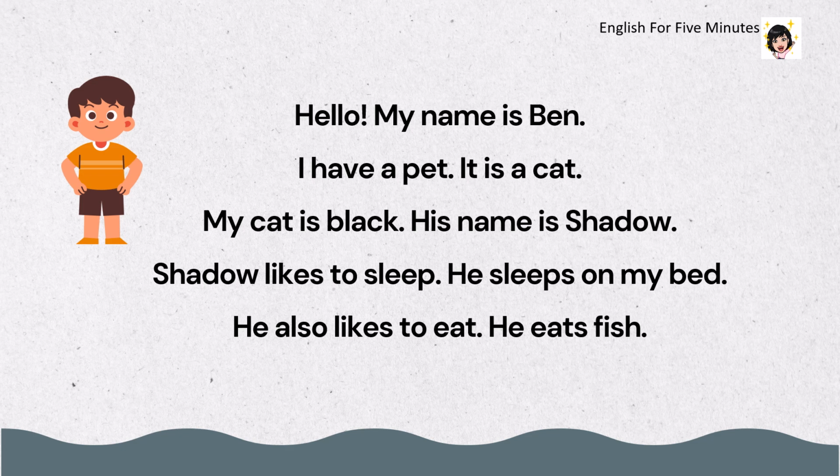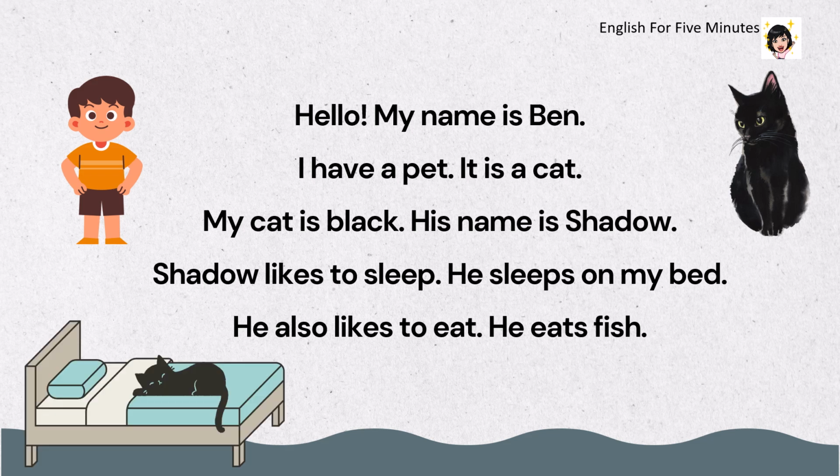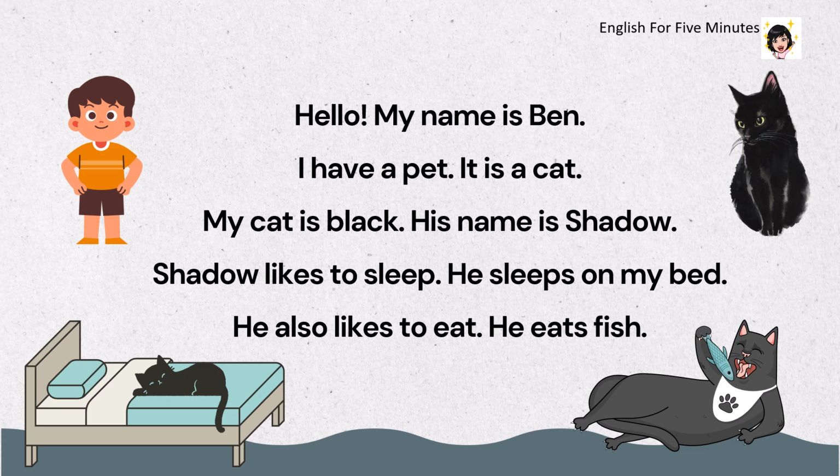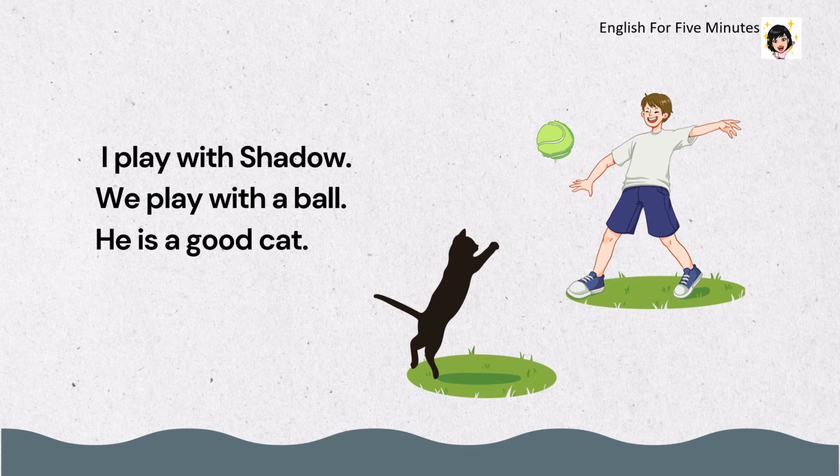Hello, my name is Ben. I have a pet. It is a cat. My cat is black. His name is Shadow. Shadow likes to sleep. He sleeps on my bed. He also likes to eat. He eats fish. I play with Shadow. We play with a ball. He is a good cat.